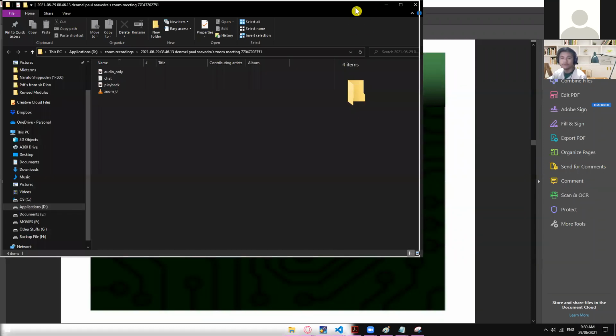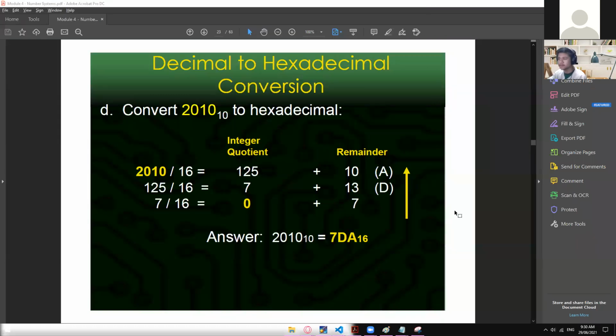Let me know if you already understand this one. Okay, great. All right, so see, everything in midterm is super easy.